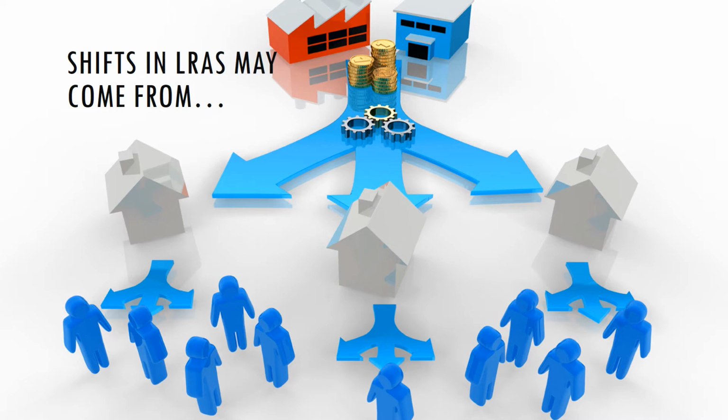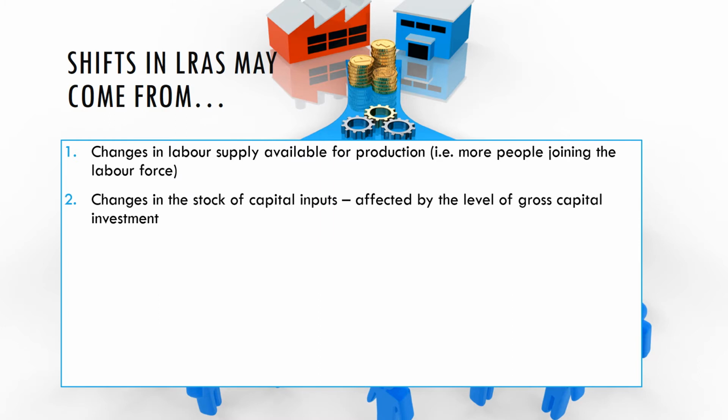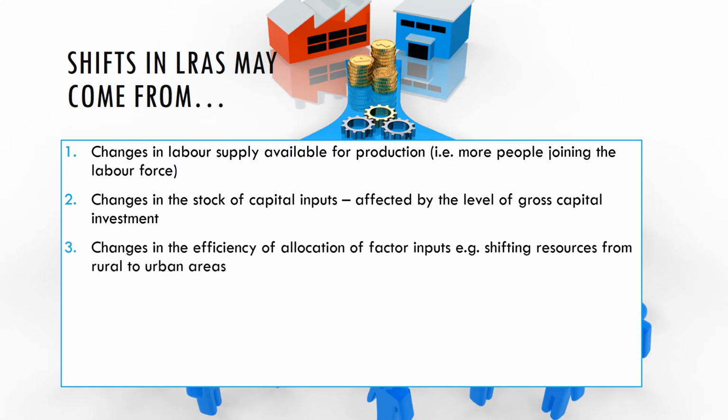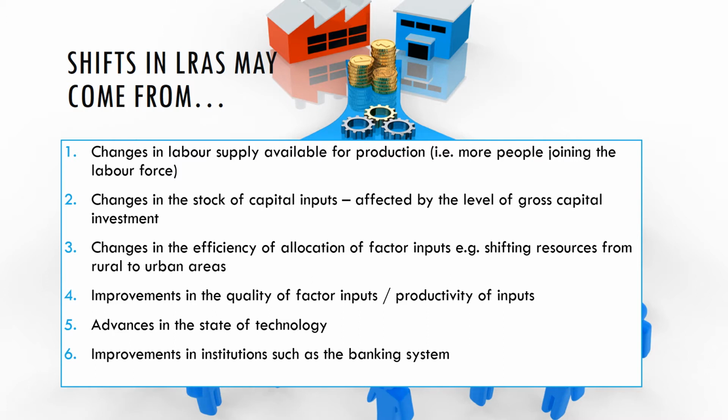So a quick summary of what might cause shifts in the long-run aggregate supply. Well, these shifts may come from changes in the labour supply, as we mentioned before, more people joining the labour force, changes in the stock of capital, so may be affected by the level of gross capital investment, changes in the efficiency of the allocation of factor inputs. So for example, shifting resources from rural to urban areas, maybe labour is more productive in the urban area than a rural area. That would increase the potential level of output. Improvements in quality of the factors of production, advances in technology, and maybe improvements in institutions such as the banking system, enabling more investment to take place.